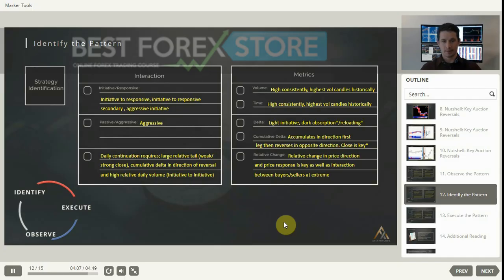In terms of the cumulative delta, we will obviously see accumulation in terms of the initiative, and then it will reverse as we get initiative in the opposite direction. In terms of the relative change, we will see a relative change in price direction. That is the real key. It's the sudden shift as prices move up to a sudden shift of prices moving down, and that's the real nuance to the strategy. It's knowing that interaction between the buyers and sellers and seeing it being reflected in the relative change of price. Okay, in the next slide, we're going to finish off our template with the execution part of the template.